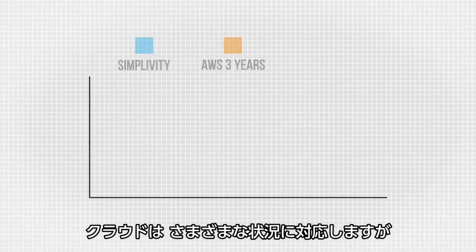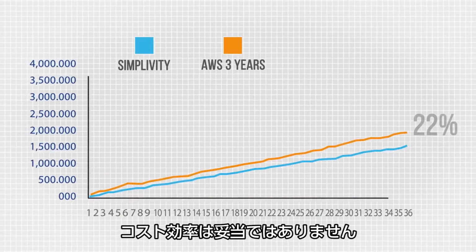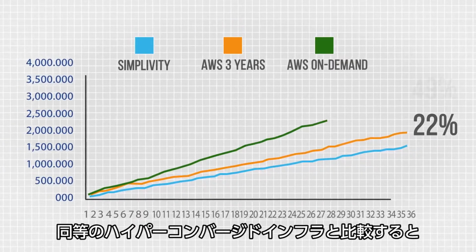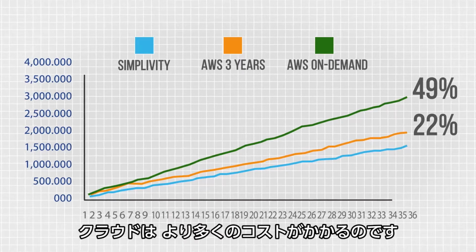The cloud is a good option for many use cases, but its economics are not a given. As we show in this TCO model, the cloud costs more than a comparable hyperconverged infrastructure.